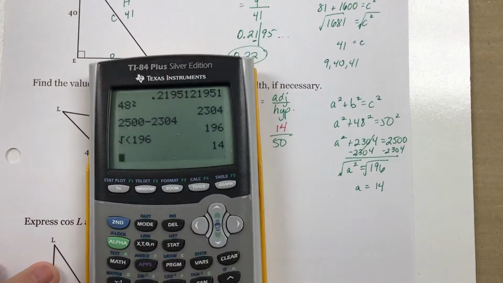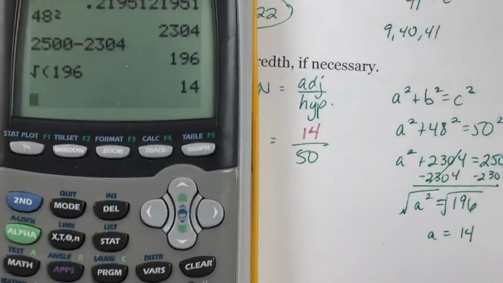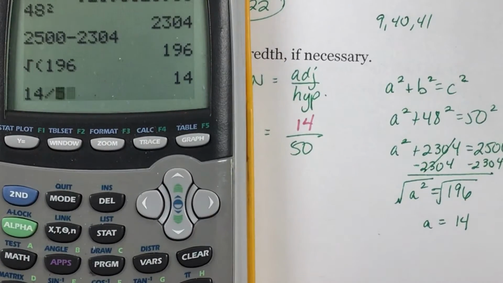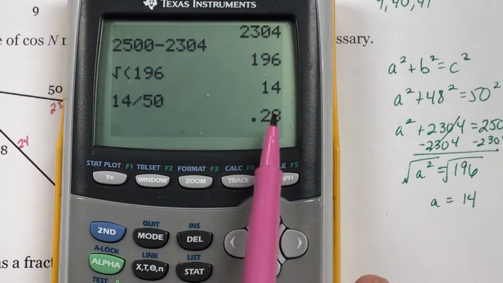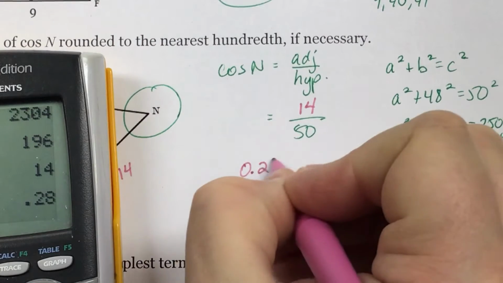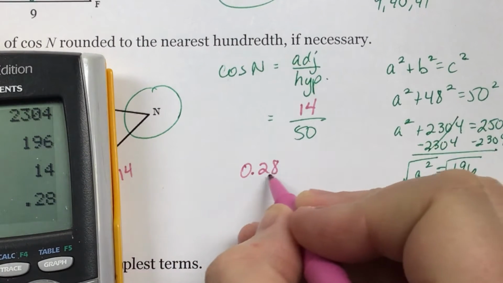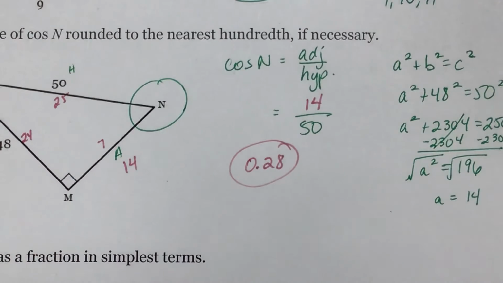So again, on my calculator, if I take 14 divided by 50, you can see my screen here. If I hit enter, it's 0.28 exactly. And this is the tenths, so this would be the hundredths, and I don't have to round anything. So my answer would be 0.28. So again, we're still using our trig ratios, but we have to use Pythagorean theorem or our triples to find the missing sides.